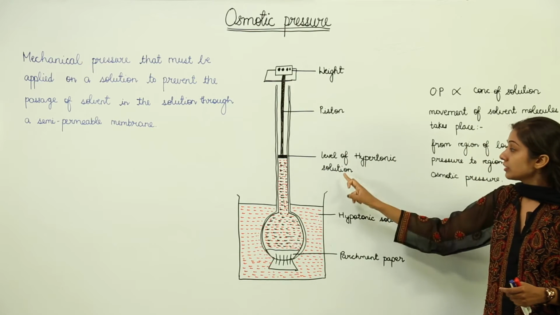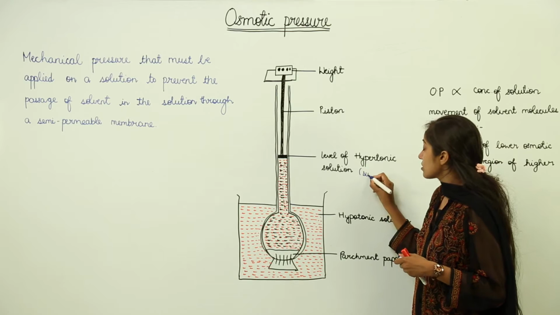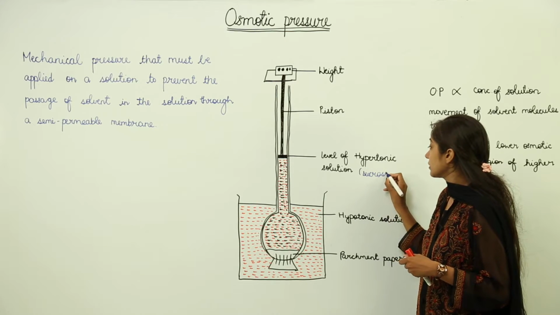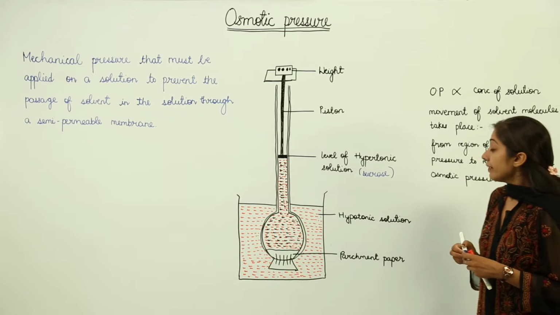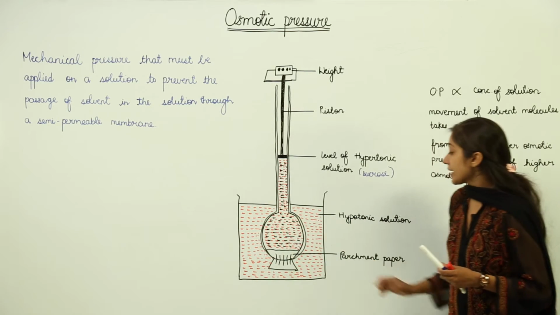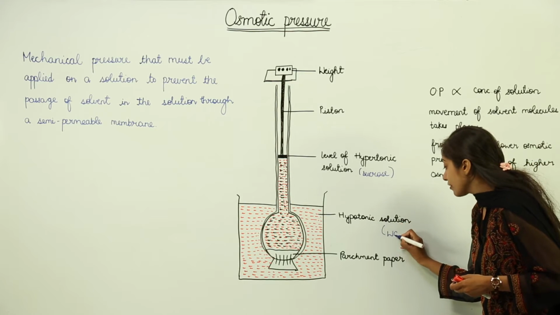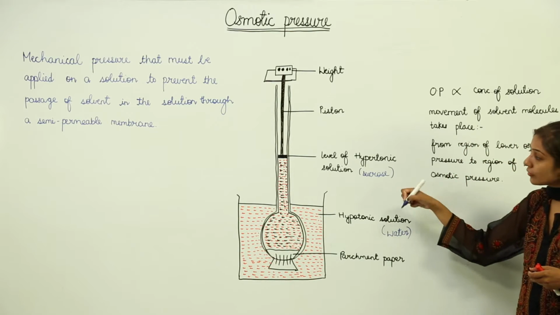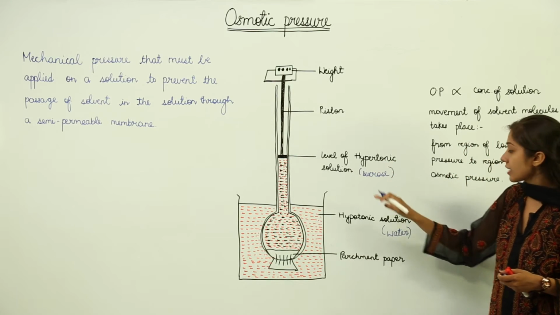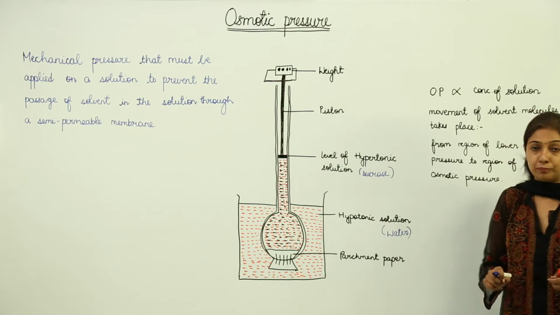For hypertonic solution, for example, you can take sucrose, that is sugar solution. Then in the beaker, you will take hypotonic solution, for example, water. I will also tell you again what a hypertonic solution is and what a hypotonic solution is, and the difference between the two on the basis of osmotic pressure.